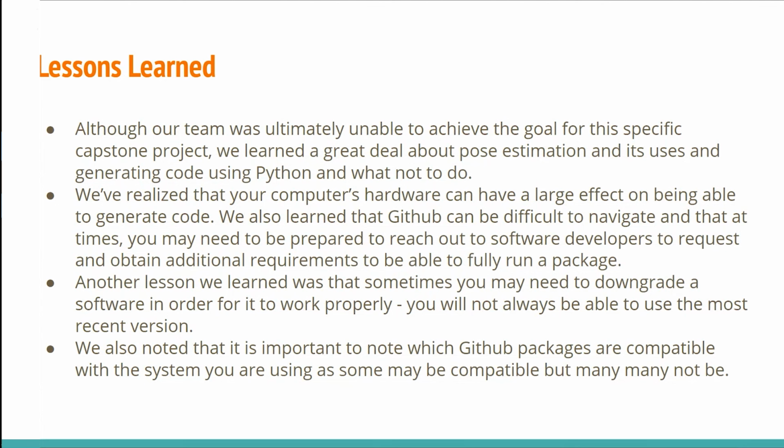We also learned that GitHub can be pretty difficult to navigate and that at times you may need to be prepared to reach out to the software developers just to request any additional requirements to be able to fully run a package. Another lesson we learned was that at times you may need to downgrade a software in order for it to work properly. There will be times where you will not always be able to use the most recent version. As a team, we also noted that it is important to note which GitHub packages are compatible with the system you're using, as some systems may be compatible, but many may not be.